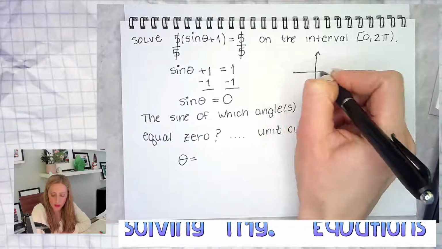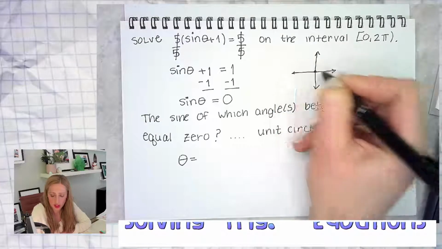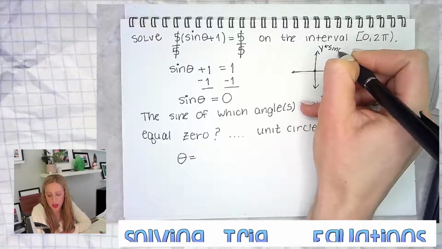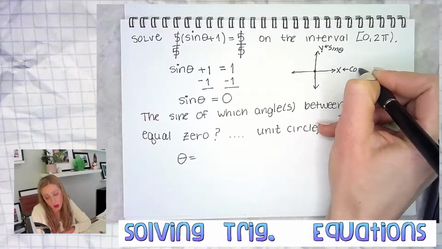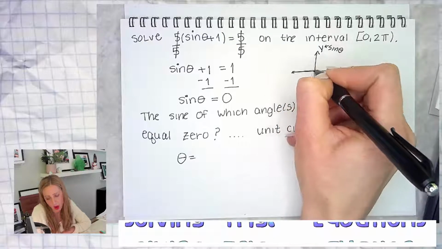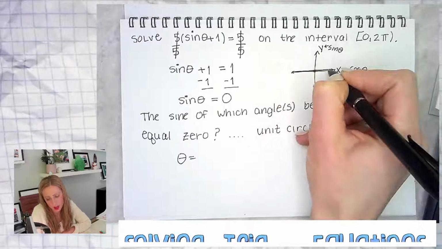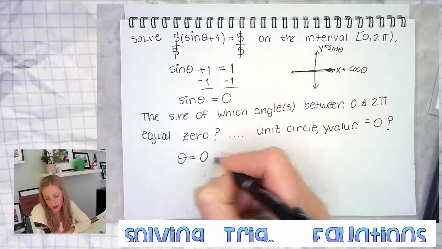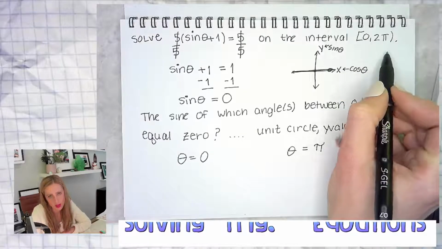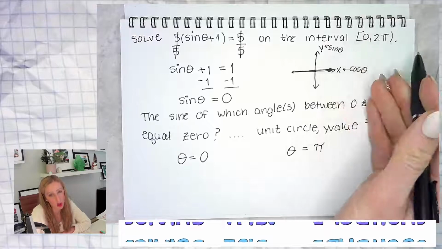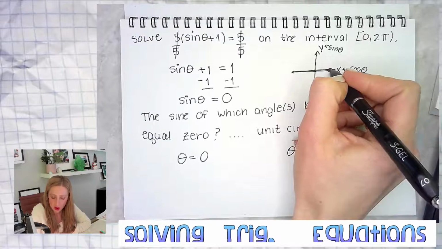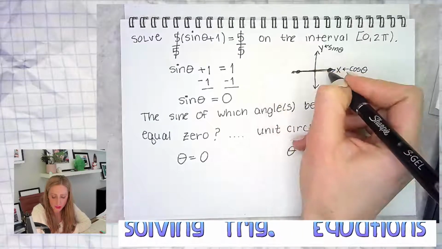Here's the xy plane. Here's the origin, x and y axis, but y here on the unit circle is sine. X on the unit circle is cosine. The y value is 0 on the x-axis. So what angles? Good, 0. And what else? And π. We don't need to write 2π because it's showing us with a parenthesis, so it's not including 2π. And in fact, 0 is overlapping 2π, right?